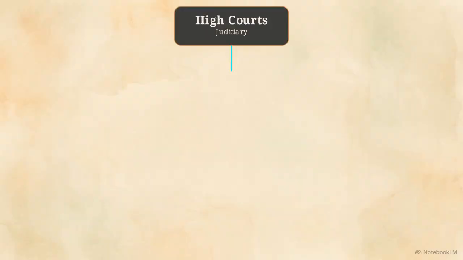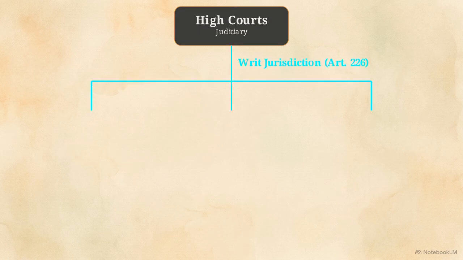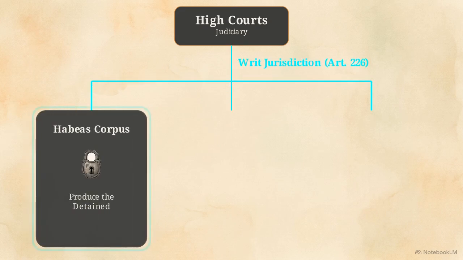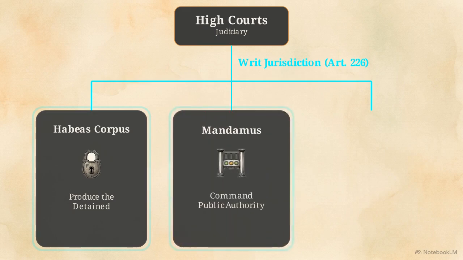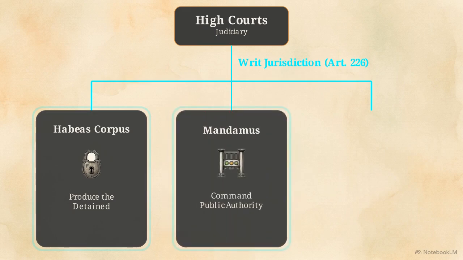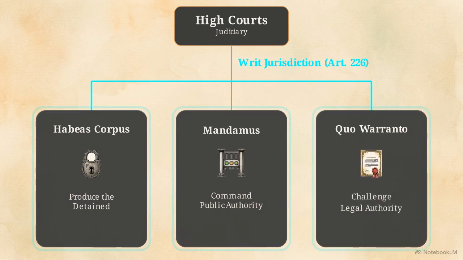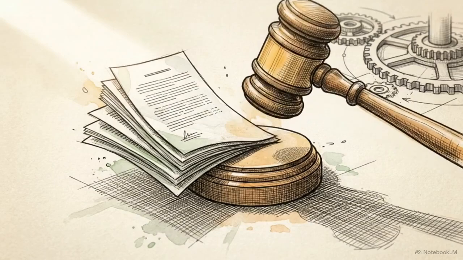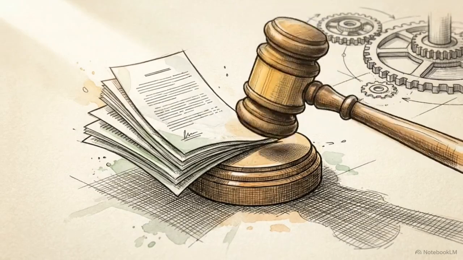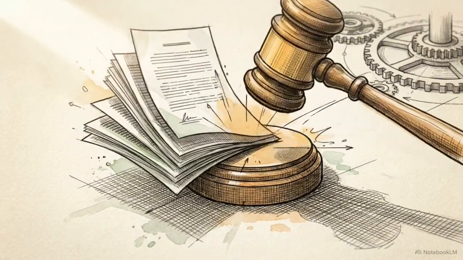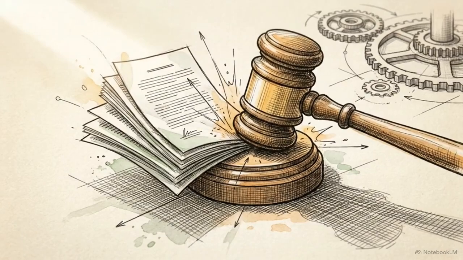Article 226 empowers high courts to issue writs, such as habeas corpus, which requires the state to produce a detained individual before the court. The writ of mandamus serves as a direct command to a public authority to perform its legal duty. Quo warranto allows the court to challenge the legal authority of any person holding a public office. These jurisdictional pathways and writ mechanisms allow the judiciary to strike precisely at executive overreach or legislative errors.